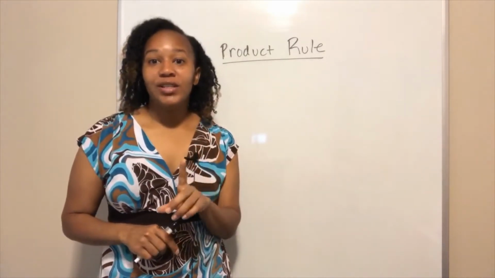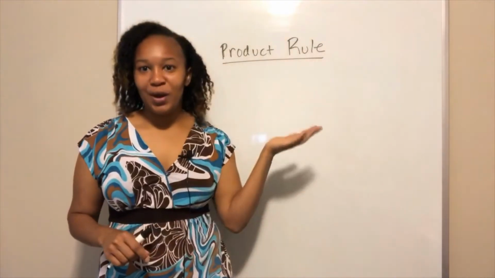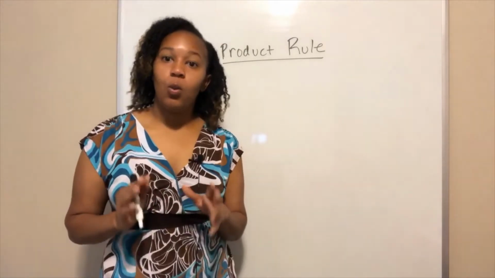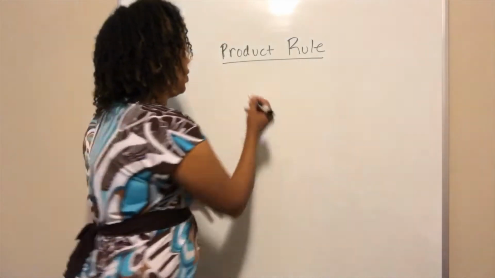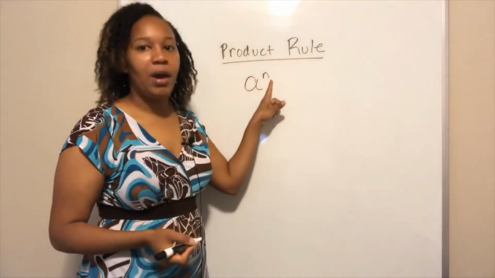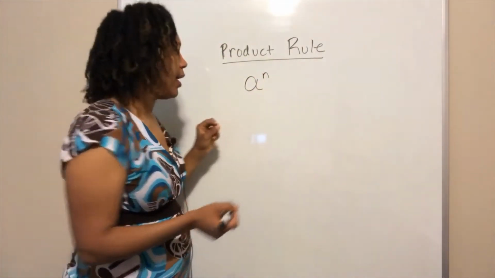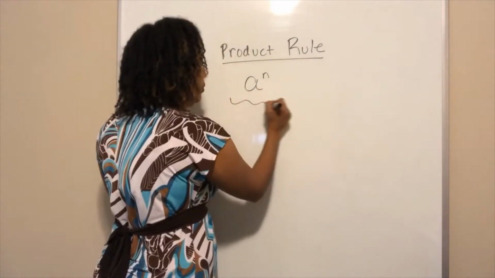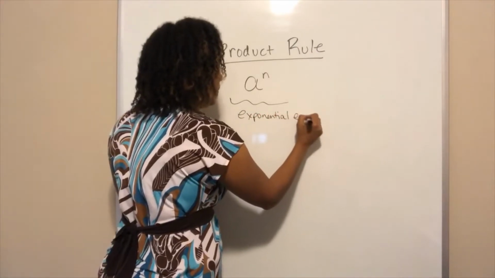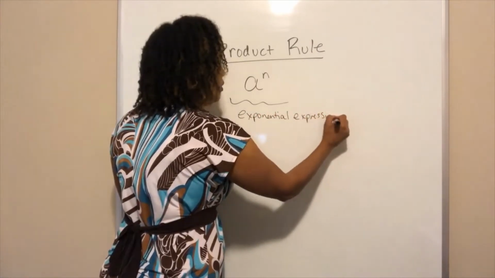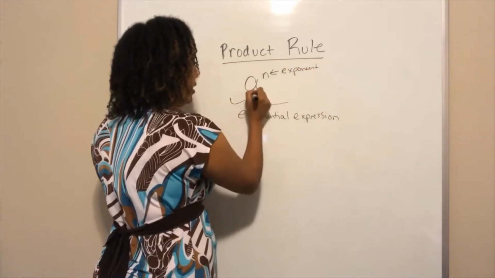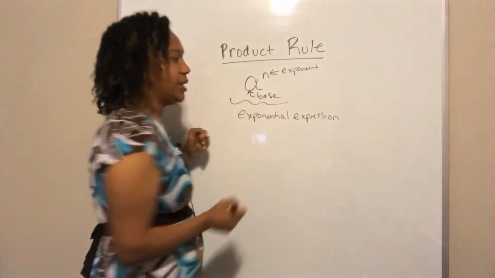In this video, we're going to talk about the product rule. But before we get started talking about the product rule, we first need to talk about what an exponent is. If I write an expression that looks like this, a raised to a power of n, so it's written up a little higher, then this is called an exponential expression, where n is the exponent and a is what we call the base.